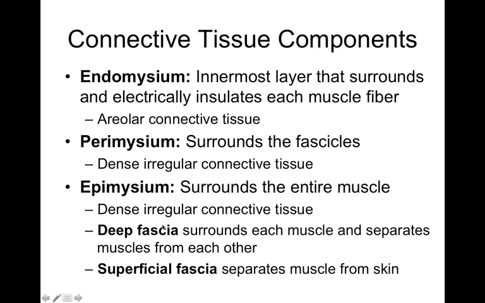It's made of dense, irregular connective tissue, so it's tough. Perimysium is what surrounds individual fascicles. It's also dense, irregular connective tissue. And then endomysium is a loose areolar connective tissue to nourish individual muscle cells.